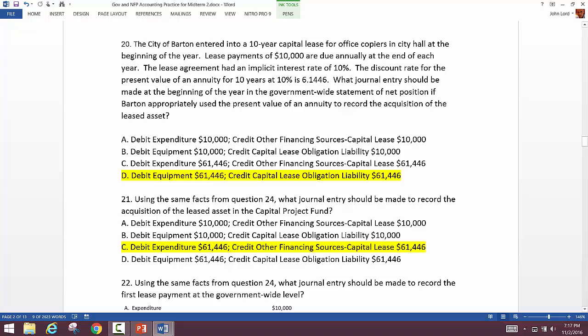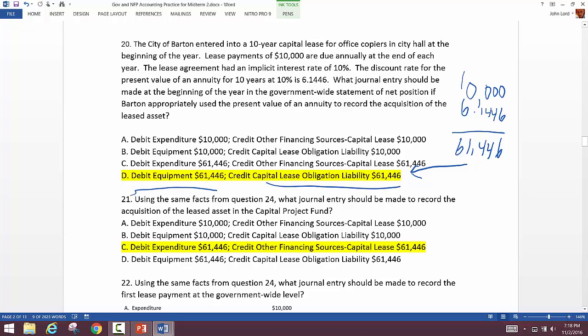Why is that too much? You have to record it at its present value, right? Present value of the minimum lease payments. And if I tell you the present value of the annuity factor is 6.1446, that's going to give me the present value of those payments, isn't it? Which I can peek down here and see is 61,446. And under capital lease accounting, you debit equipment for the present value of the lease payments. You credit the lease obligation liability for the present value of those lease payments, right?